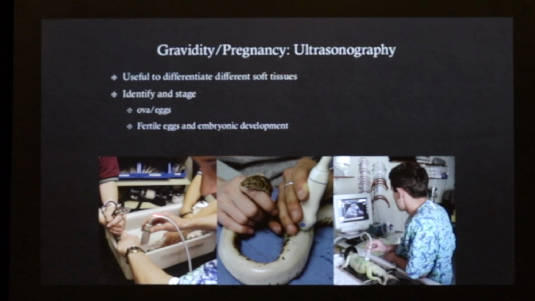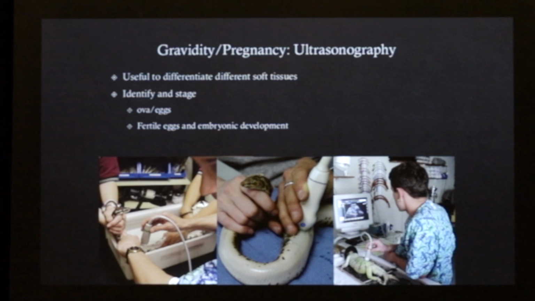Whatever you do, make sure that the probe is water protected, because you could ruin a $15,000 probe by sticking it in the water, because Dr. Stahl said it was a good idea. So don't blame that on me. Make sure that your probe is protected. And then here's Dr. Divers doing an ultrasound on a green iguana.